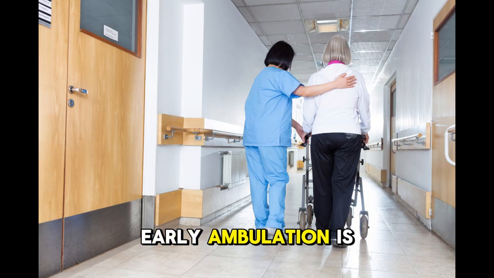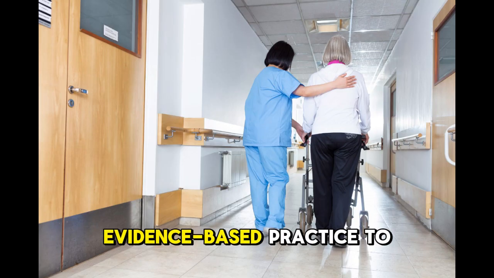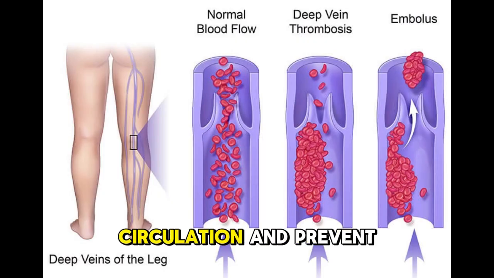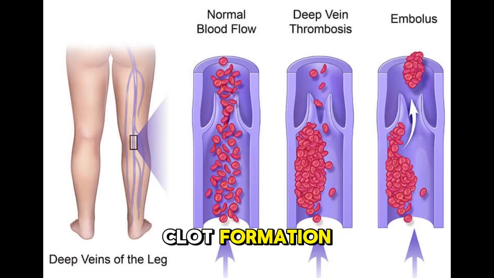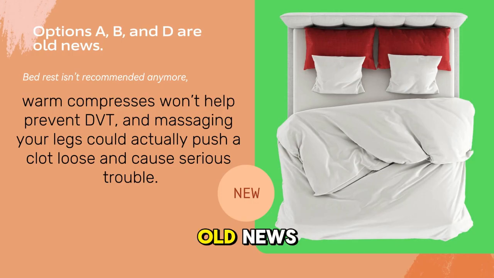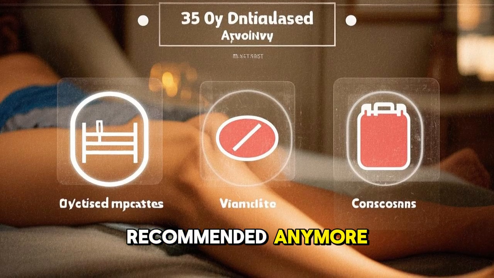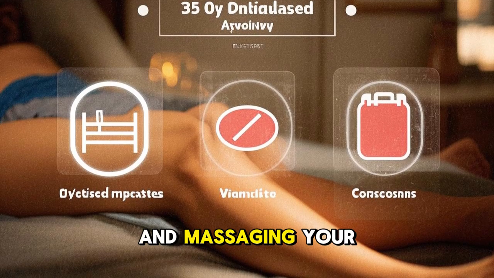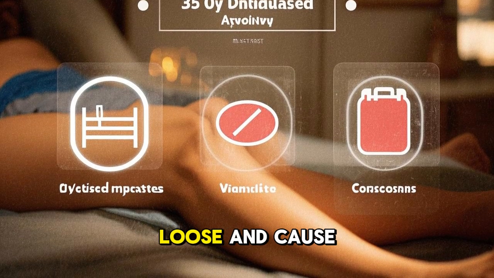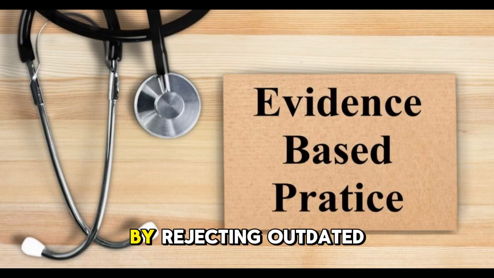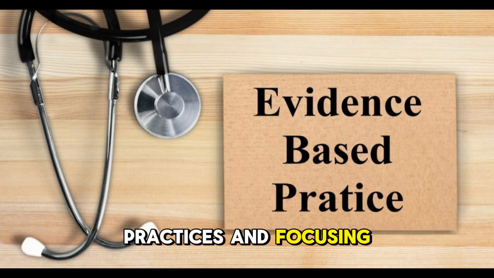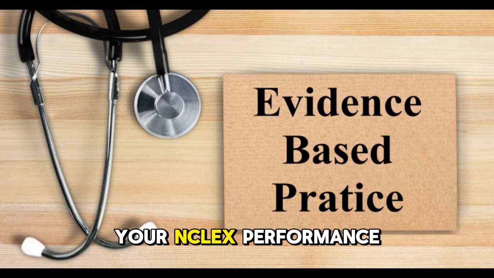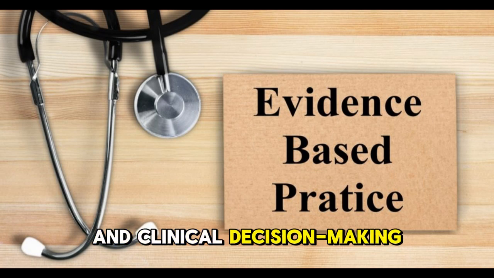Why? Early ambulation is a well-established, evidence-based practice to prevent DVT. SCDs help promote circulation and prevent clot formation. Options A, B, and D are old news. Bed rest isn't recommended anymore, warm compresses won't help prevent DVT, and massaging the legs could actually push a clot loose and cause serious trouble. By rejecting outdated practices and focusing on current, evidence-based guidelines, you can improve your NCLEX performance and clinical decision-making.